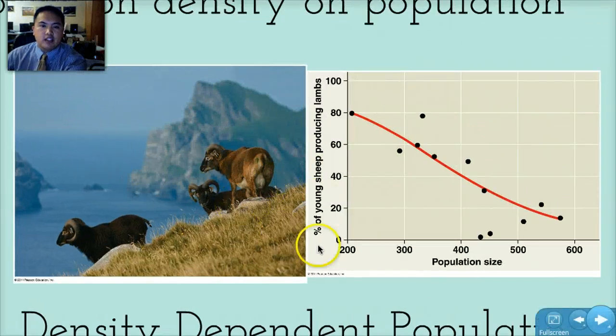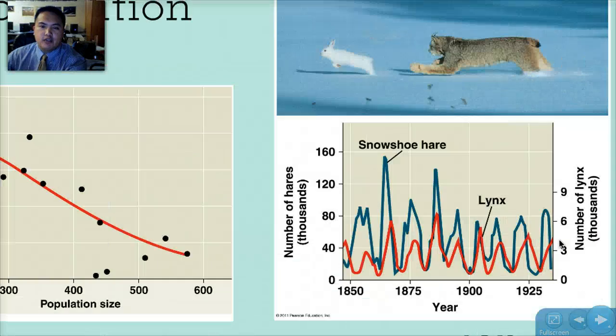So for example, here we're talking about an example of sheep. This shows the percent of sheep producing lambs. When the population was small, like 200, 300, 400, they produced a lot of lambs. But once the population got over 400, over 500, near 600, you notice that sheep didn't produce that many lambs once the population was very large. That's called, again, density affecting the population growth.